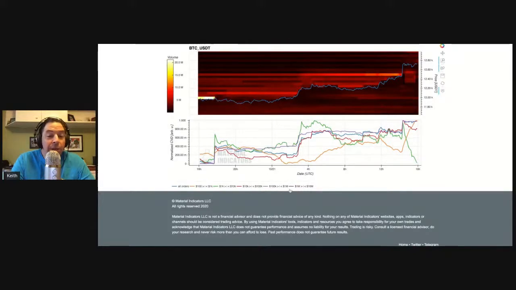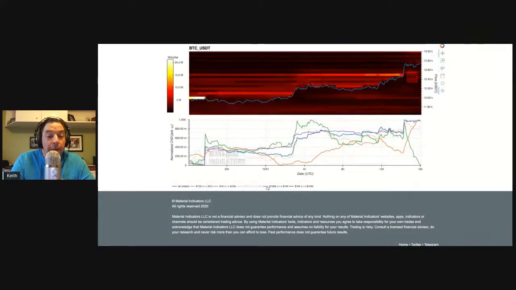So what's cool is that you can actually isolate. If you wanted to just see a specific range, you could simply by clicking out the ones that you don't want to see. Oh, coming back. Okay, so the blue is a total.